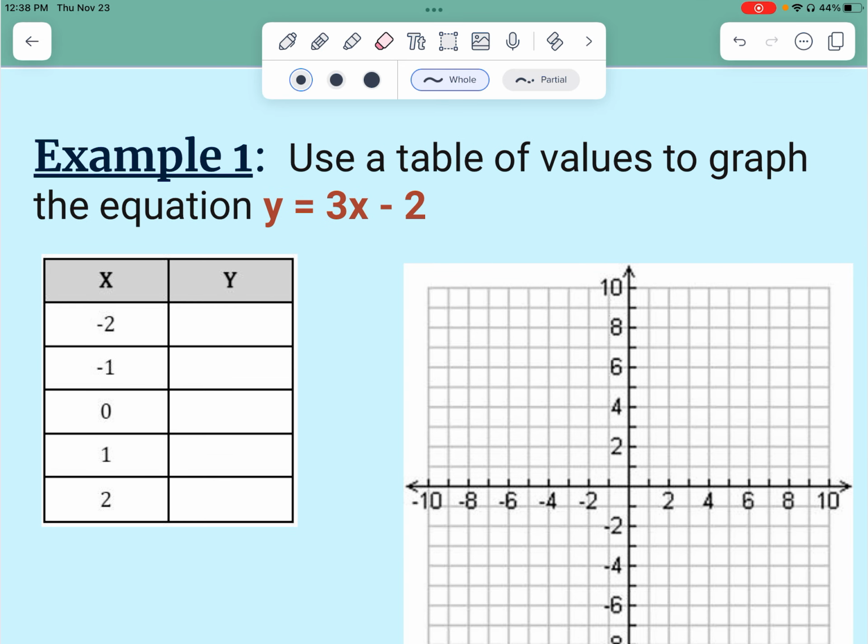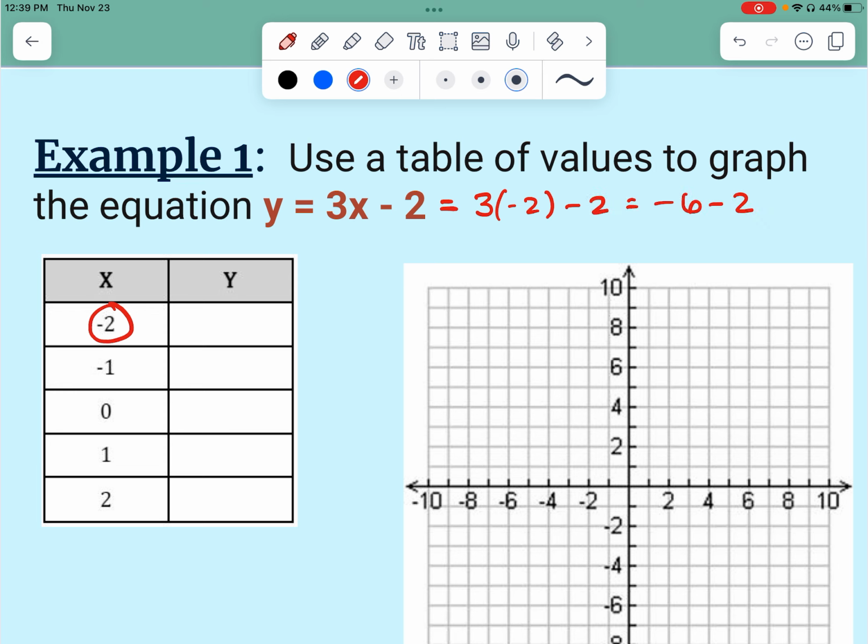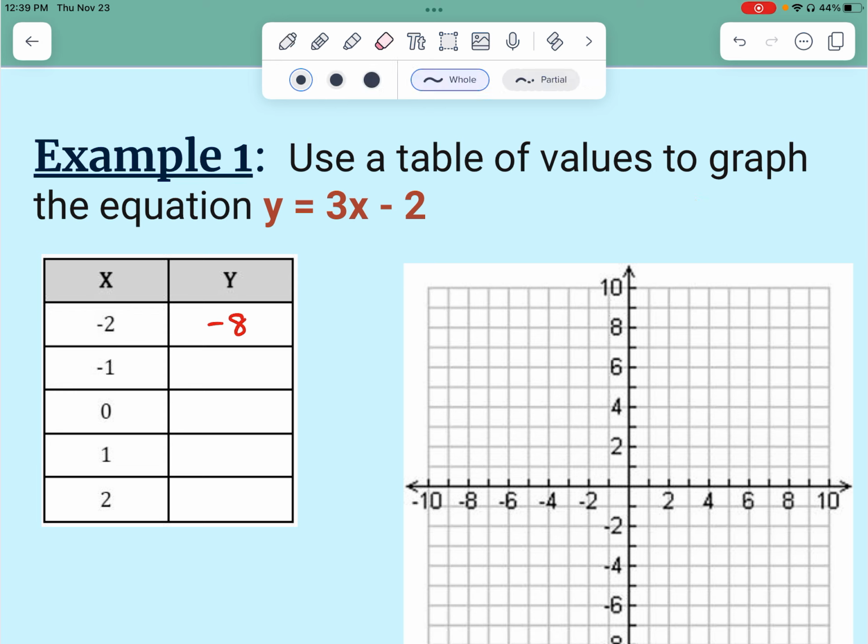So example 1, we want to use a table of values to graph the equation y equals 3x minus 2. So what this means is I'm going to take these values of x and I'm going to plug them in to the equation where I see x and see what happens. What do I get for y? So when I replace x with negative 2, I get 3 times negative 2 minus 2, which equals, well, 3 times negative 2 is negative 6. Negative 6 minus 2 is negative 8. So negative 8 goes in the table for y.